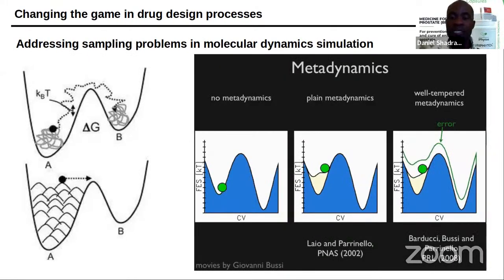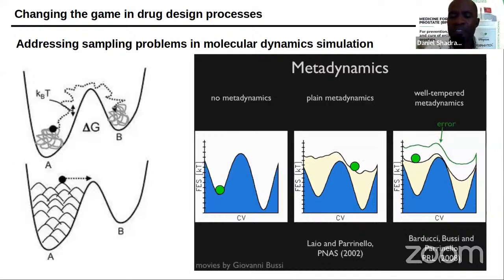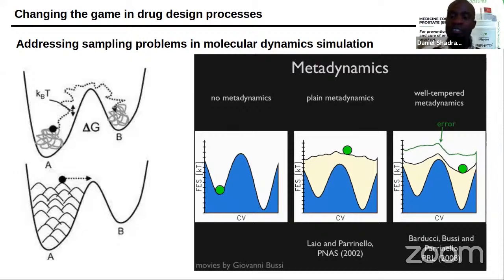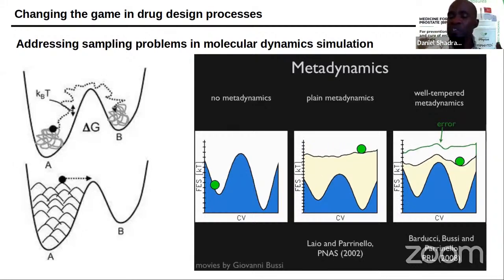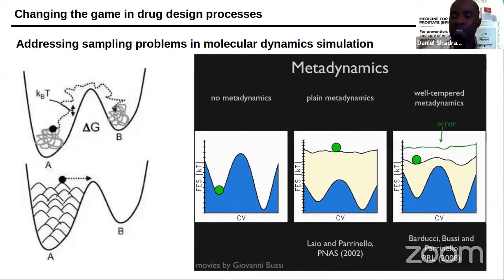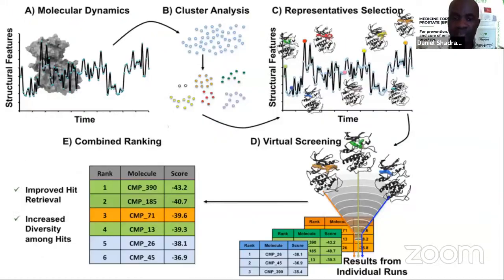In order to overcome this limitation, 12 years ago, Laio and Parrinello developed a tool called metadynamics. In metadynamics, you discourage the system from spending a lot of energy once it has visited the first space, so it should visit another space. Later, Barducci and Bussi introduced a more improved version of metadynamics, well-tempered metadynamics, and now it has been improved even more, like on-the-fly probability enhanced sampling, OPES, and the like. This helps to overcome the limitations of standard molecular dynamics, and these methods have been widely used in drug design.